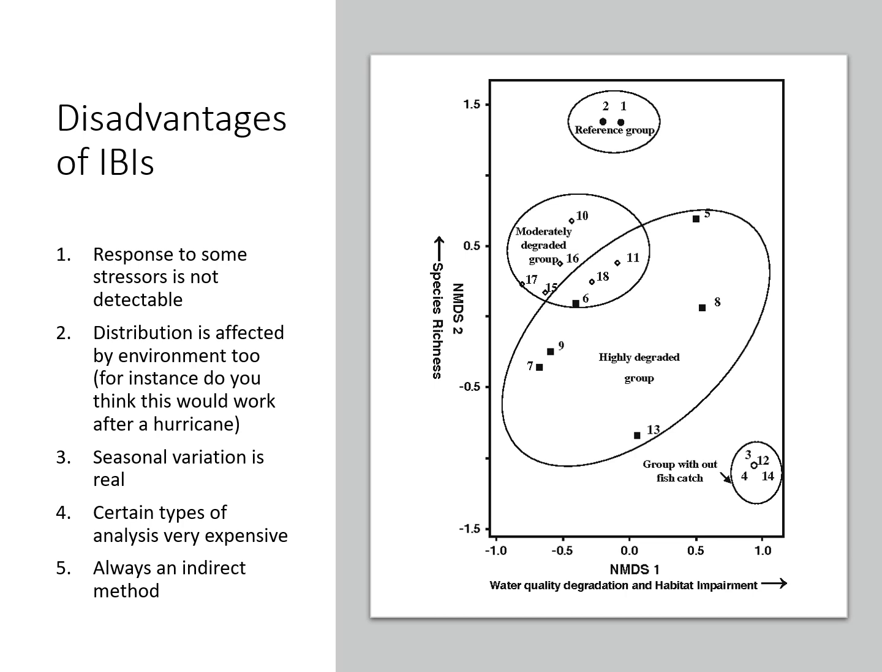And no matter what you do with an IBI, it's always indirect. You're not measuring the effect directly. You're measuring the response of the biota to that effect. So there's always that possibility that you're misinterpreting it.